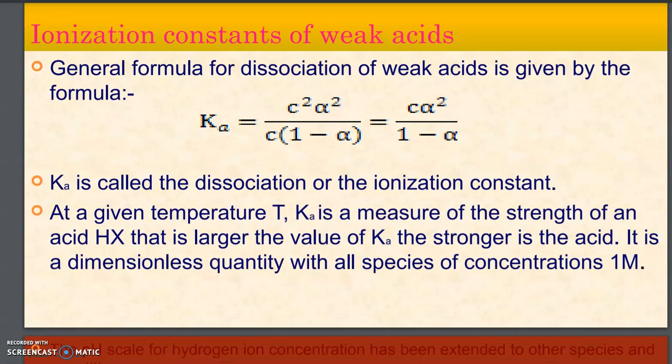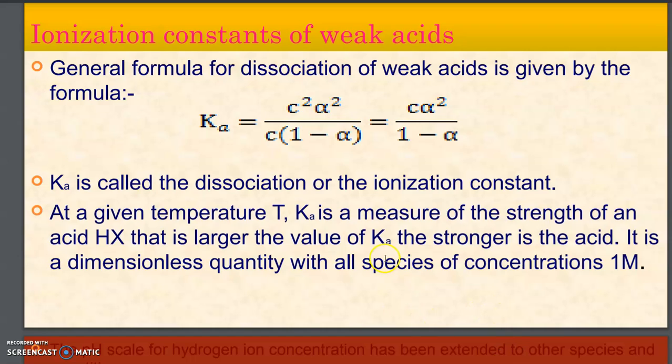We'll see ionization constants of weak acids. How can we calculate the ionization constant? How much will they ionize? What is the extent of their ionization given by the formula for the ionization constant? The general formula for dissociation of weak acids is Ka = C²α² divided by C(1 − α). If we solve the general equation and cancel the common values, we get the formula Cα² divided by (1 − α).